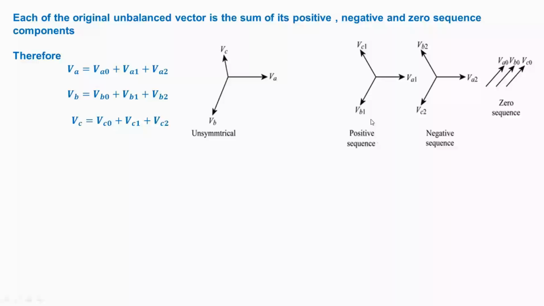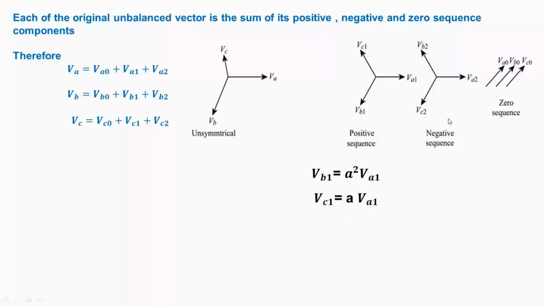Now consider the positive sequence network. Here rotating the VA1 vector by 240 degrees gives the VB1 vector. 240 degrees is A square. So VB1 is A square into VA1. Now rotate VA1 by 120 degrees in the anti-clockwise direction to get VC1. VC1 is equal to A into VA1, because A is equal to 120 degrees.